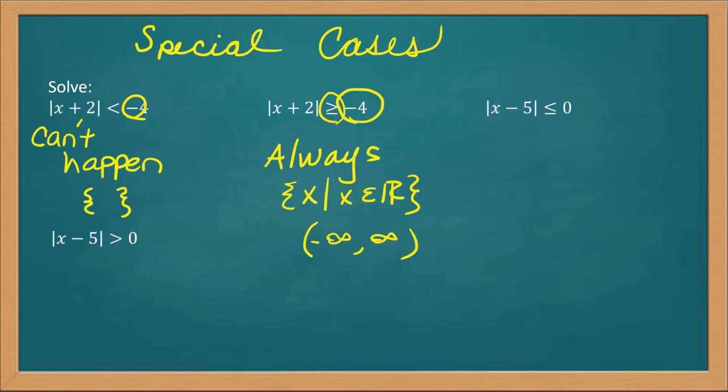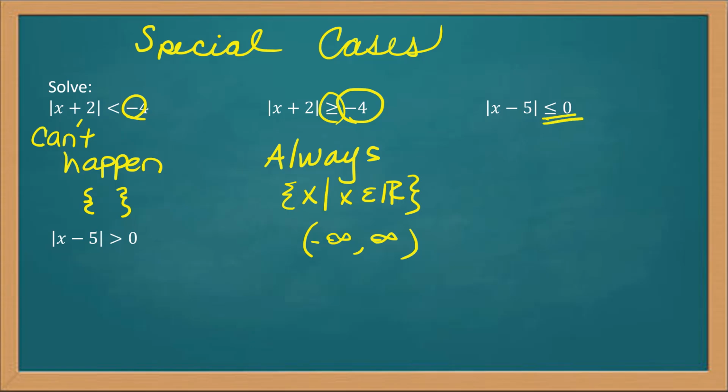And then on the far right, you have the absolute value of x minus 5 is less than or equal to 0. It can only be equal to 0. It can never be less than 0 because an absolute value is always either 0 or positive. So there's one place where that actually works, and that's only when x is equal to 5.